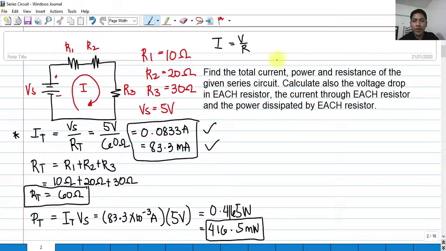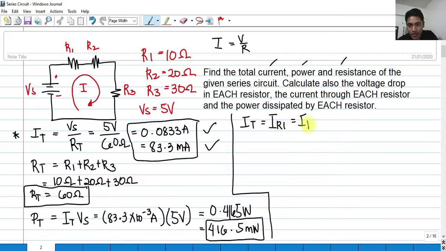So far we have found the total current, the total power, and the total resistance in this given series circuit. How about calculating the voltage drop in each resistor and the current through each resistor? Let's try to find first the current through each resistor. From what I have discussed a while ago, the current through each resistor in a series circuit is simply equal to the total current.